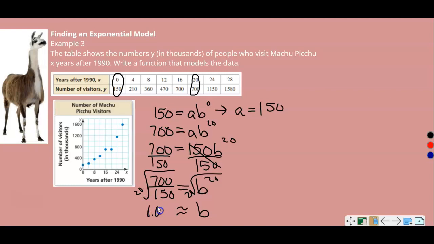So 1.08. So that means our equation, y equals a is 150, b is 1.08 to the x power. So that would be our exponential model using 2 points.